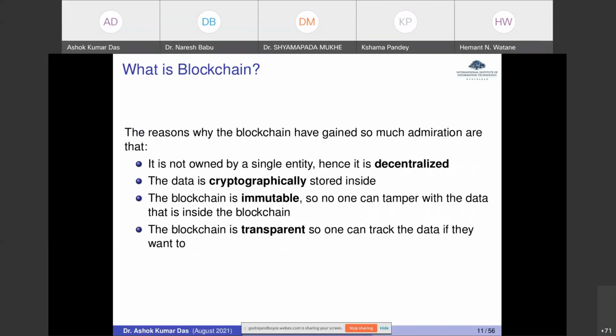So the next question is why we need blockchains. There are several reasons why blockchain has gained much popularity in recent years. One thing to note is that blockchain is not a new technology. Rather, we are reusing blockchain technologies to secure various systems and applications. The first reason is that it is not owned by any single entity. It is decentralized in nature.